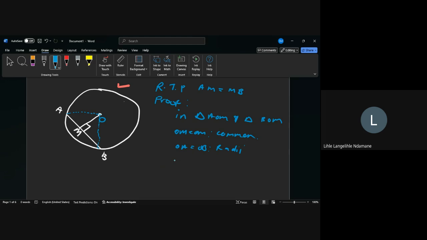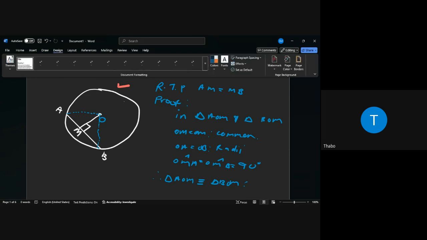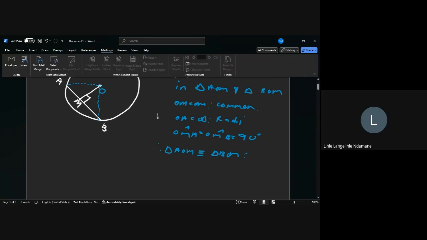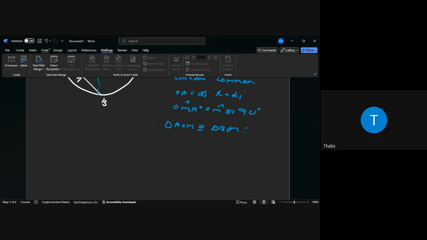Angle OMA is equal to angle OMB. They're both equal to 90 degrees. So therefore I can conclude that triangle AOM is congruent to triangle BOM. And what's our reason for congruency? Which condition applies?